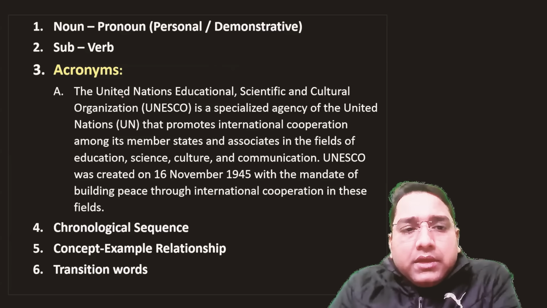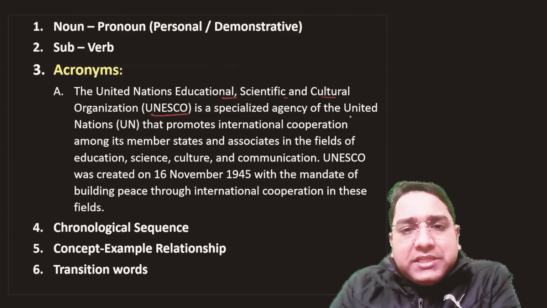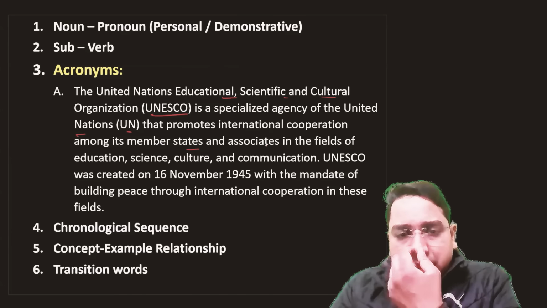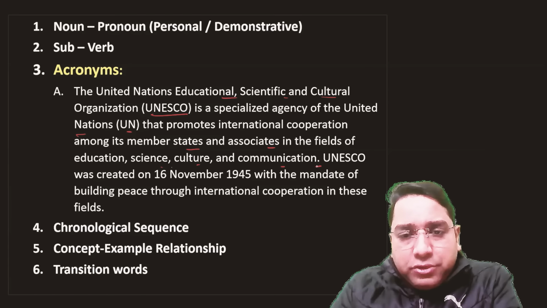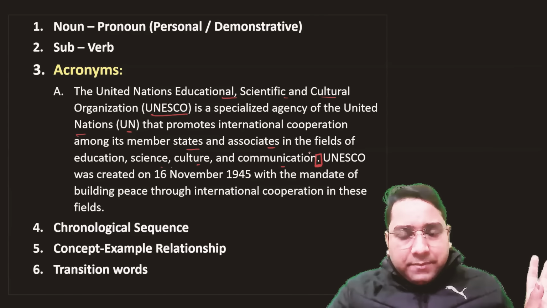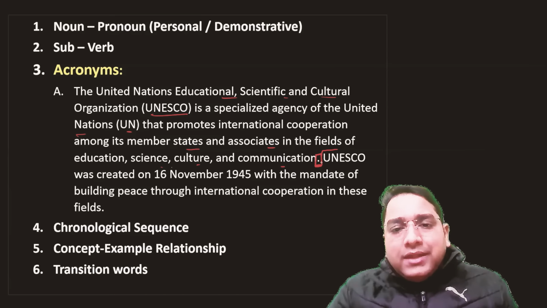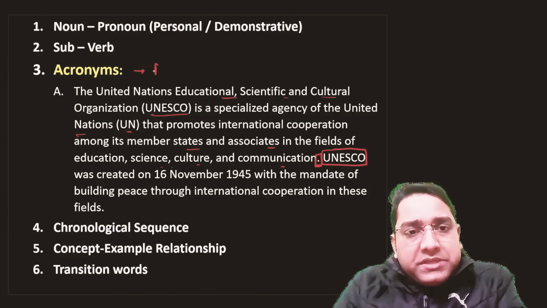For example, the simple thing, United Nations Educational, Scientific and Cultural Organization. UNESCO is a specialized agency of the United Nations that promotes international cooperation among its member states and associates in the field of education, science, culture and communication. Now see, full stop is given here, right? That means that one statement is completed. Now, they have not written the full form of this word UNESCO. The short form is given. So the other relationship is full form and then short form.